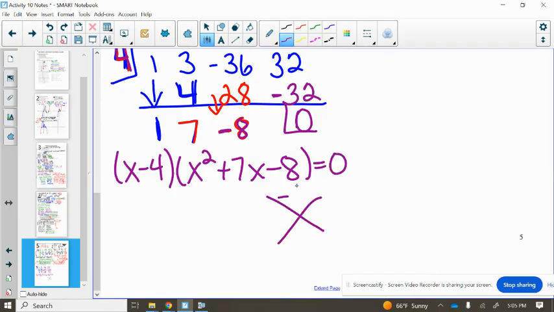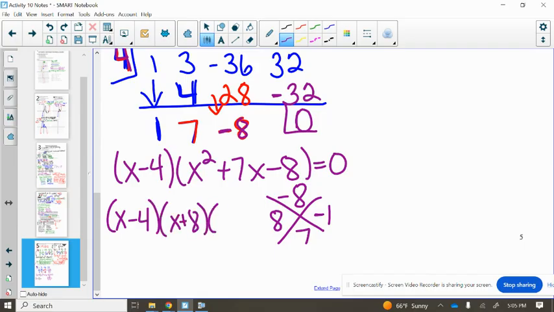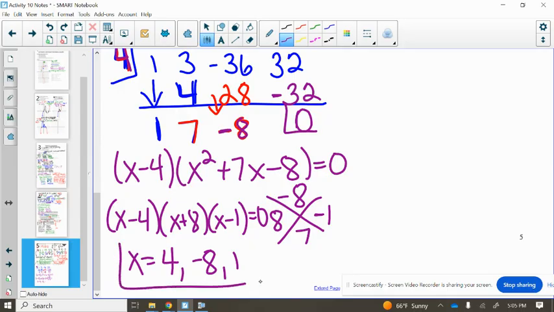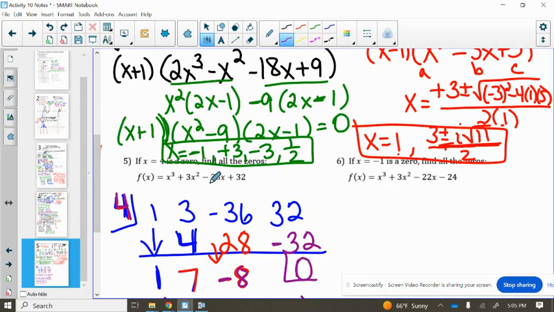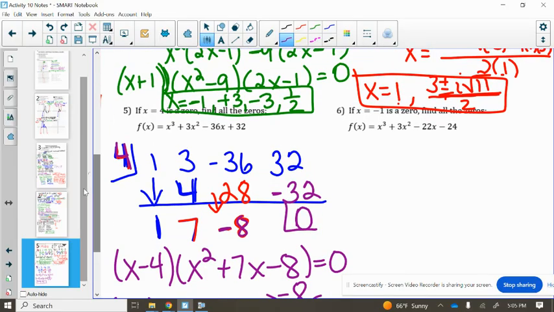Now this time, this is going to be factorable because positive 8 and negative 1 multiply to be negative 8, but add to be 7. So we have x minus 4 still, x plus 8, and x minus 1. So that our zeros this time are 4, negative 8, and 1. Right, that is definitely a lot nicer this time than having to test all of those rational roots themselves to see if they worked. All right, this last one is for you to try.